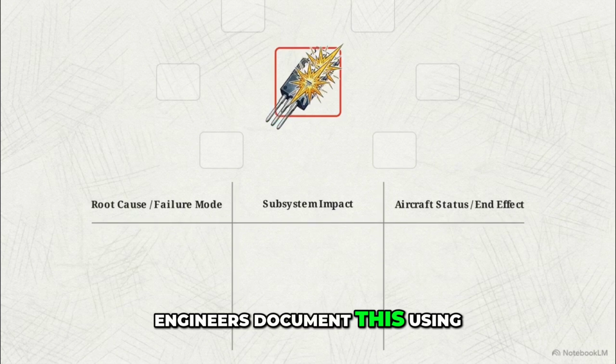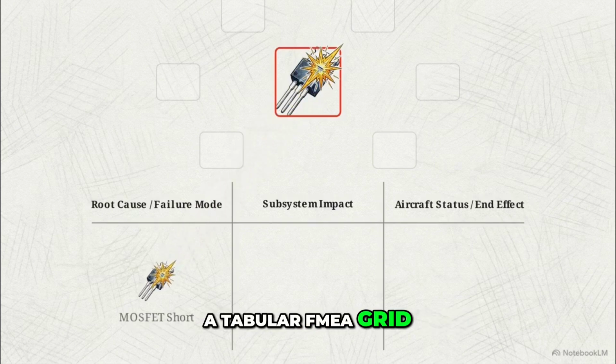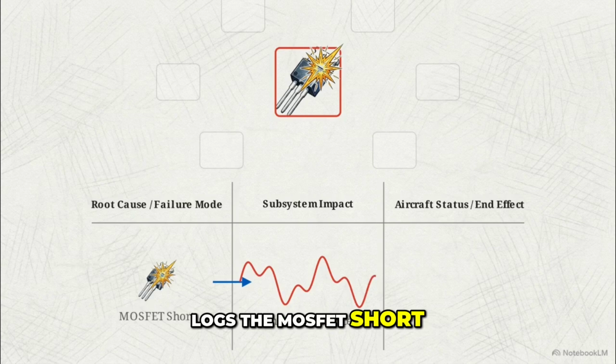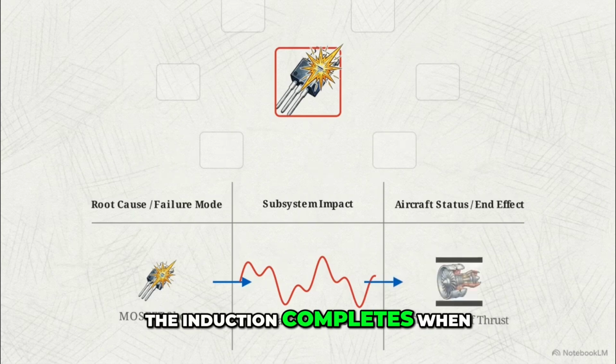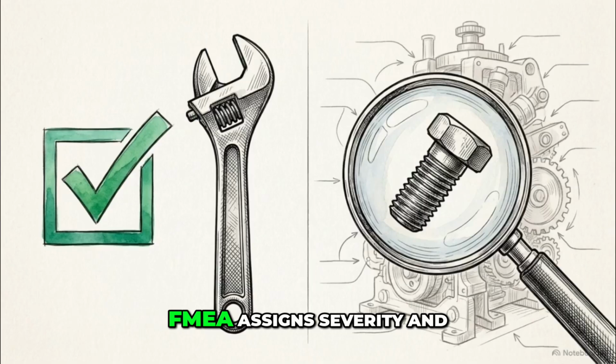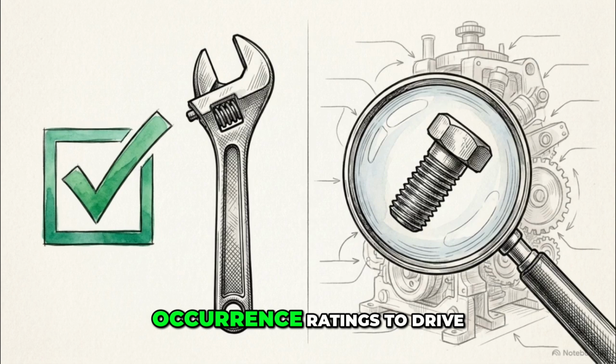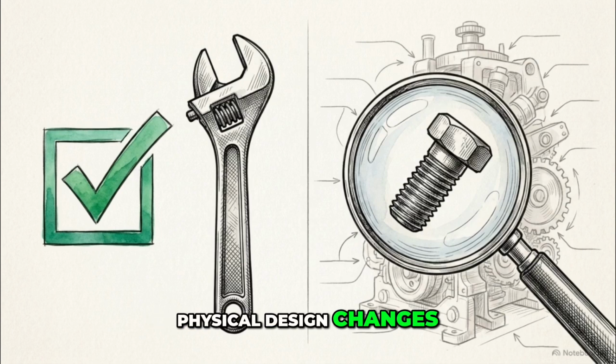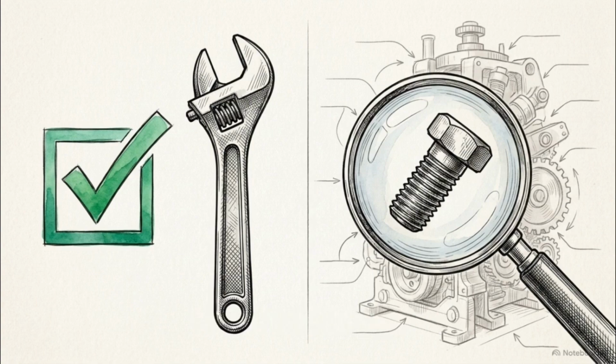Engineers document this using a tabular FMEA grid. The failure mode column logs the MOSFET short. Tracing the ripple effect, the local failure causes a subsystem phase imbalance, which is logged into the next column. The induction completes when we map that subsystem error to the ultimate system effect, a total loss of thrust. FMEA assigns severity and occurrence ratings to drive physical design changes. Its flaw is that it analyzes only one component at a time.